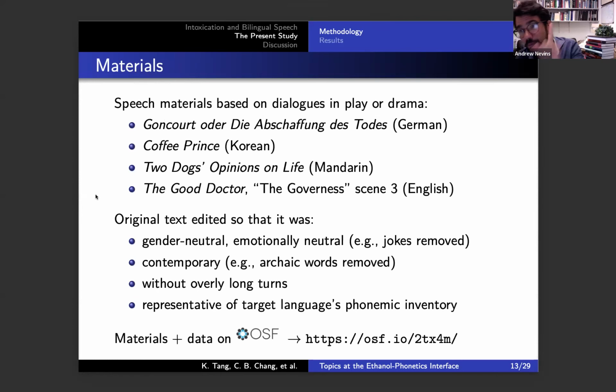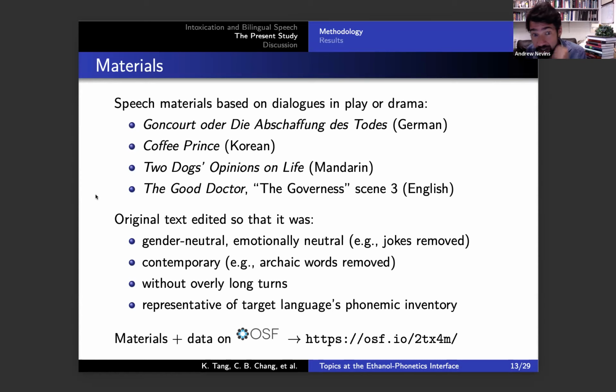And what we have people do, and I think this is very important to talk about from the point of view of methodology, if you have people come to the lab and just talk about whatever they want, you're going to get data that's very hard to compare across not only the different languages, but also across their L1 and L2, across their sober and intoxicated. So what we did was had people read plays. Why did we have them read plays? Well, plays are conversational, but they still are a script.